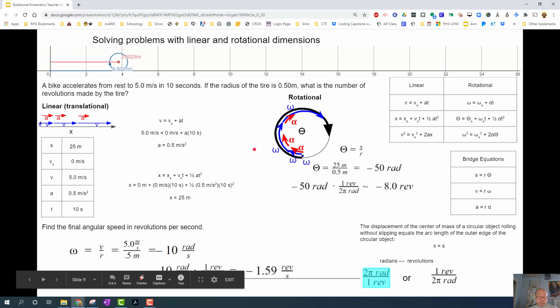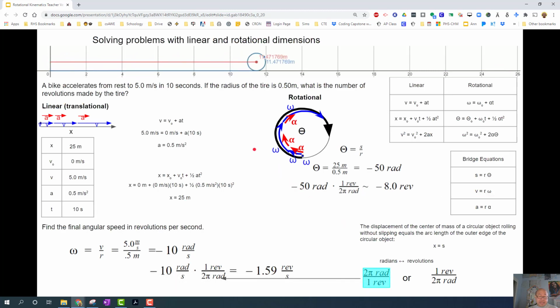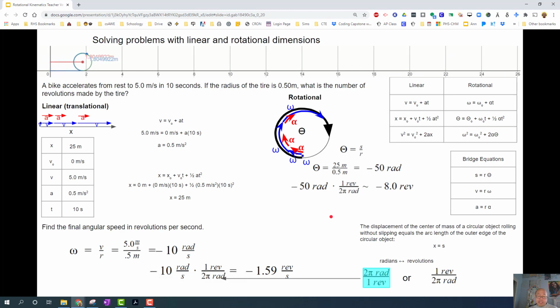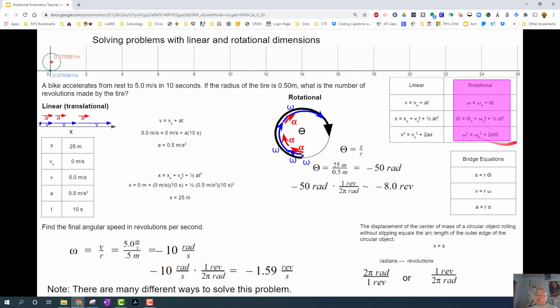Now, we could also convert that negative 10 radians per second to revolutions per second by using this conversion factor here, 1 revolution divided by 2 pi radians, and we get negative 1.59 revolutions per second. As some of you may have noticed, we didn't use any of the rotational kinematics equations, but we certainly could have. There are many different ways to solve these problems.